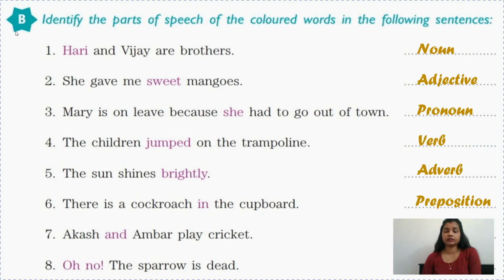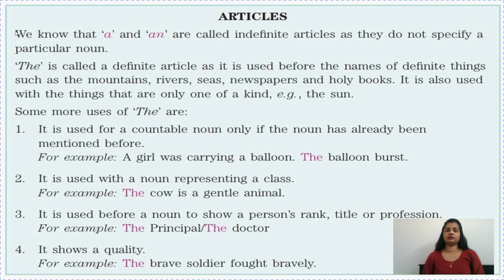So when any word is showing relation of a noun and pronoun with some other words in a sentence, it is preposition. Now 7th number is Akash and Amber play cricket. So see children, here and is joining two names, two words, Akash and Amber. So it is conjunction. Conjunction is a joining word. Number 8 is, oh no, the sparrow is dead. Now children, it is showing expression, oh no. So it is interjection. Now let's move to the articles.